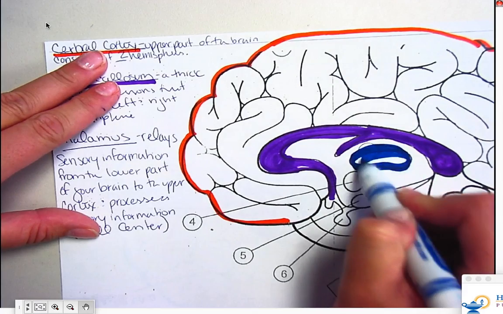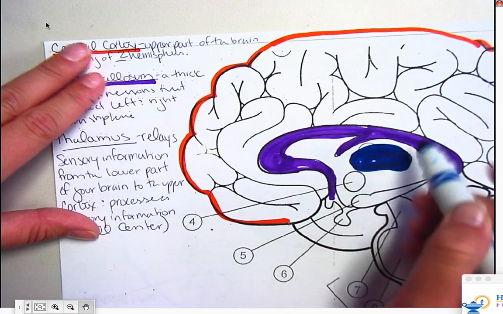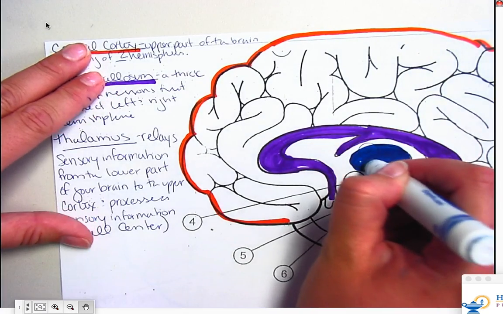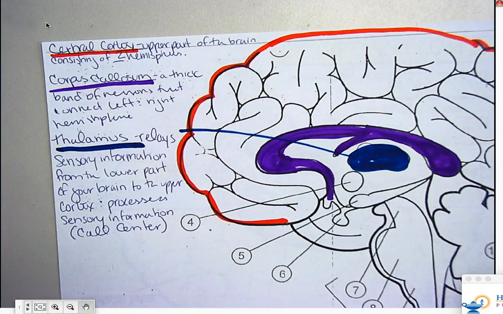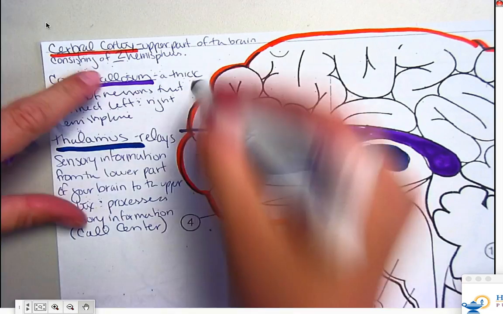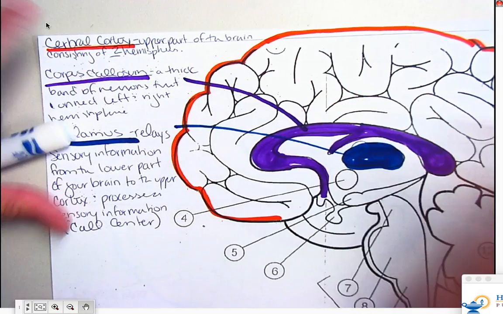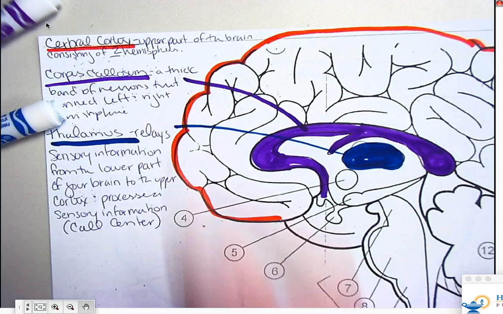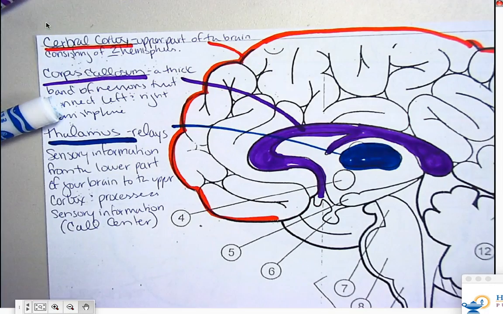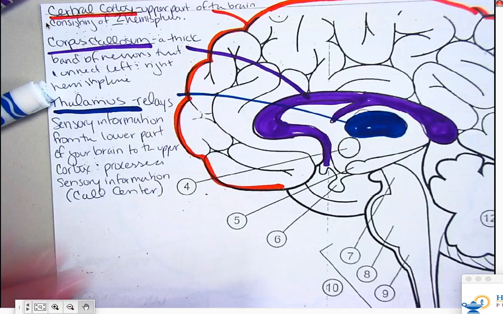For me, it's blue. I'm going to draw a little arrow to it as well. So your thalamus relays sensory information. It takes all the information that is coming into your brain and it is making the connections and sending it to where it needs to be. So the thalamus is part of your limbic system as well as the hypothalamus, and that's next.